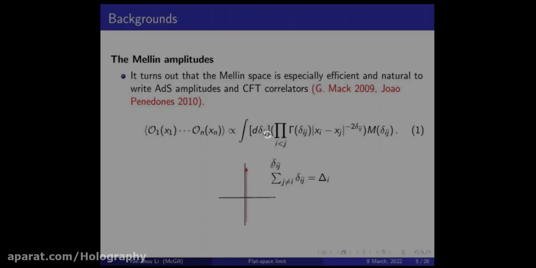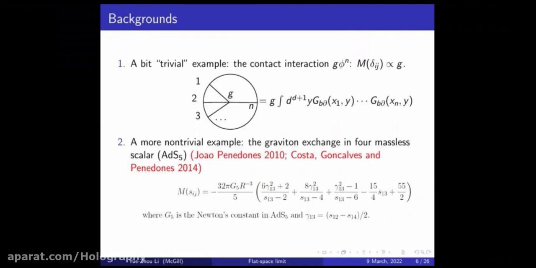So why is it good to use Mellin space? Here's a pretty trivial example. It's a contact interaction. I mean, it's trivial in Mellin space, but it's actually pretty complicated in coordinate space. In coordinate space, this contact interaction is written as a D-function, which is still pretty complicated. But in Mellin space, it's just the same as how we write the contact interaction in flat space quantum field theory. It's just proportional to the Wilson coefficient or the coupling constant. But in coordinate space, we can see that this contact diagram is written in terms of a bunch of bulk-to-boundary propagators, and we have to integrate over the bulk point, so it's actually pretty complicated.